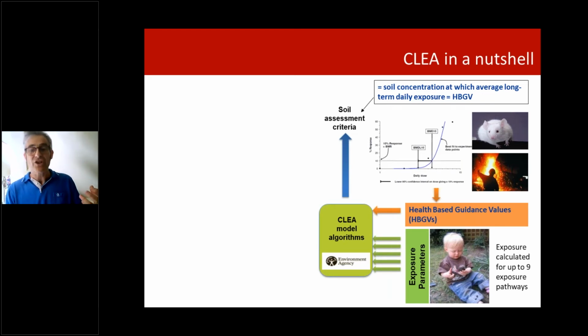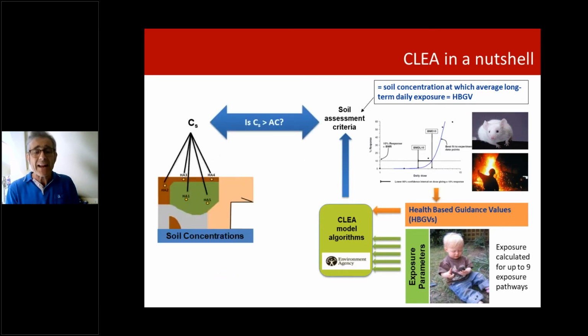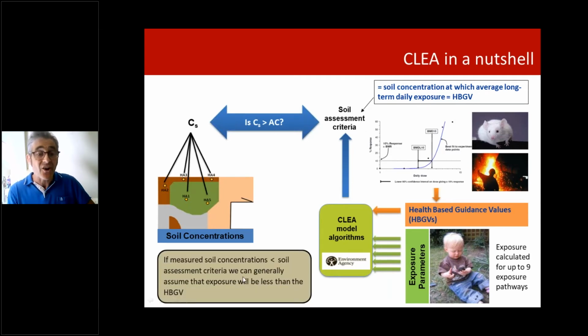Then, of course, all this stuff is done without necessarily knowing very much about the site. Then you've got the measured concentrations at your site. So what you're doing is taking those measured concentrations. You might have 10 samples with 10 different concentrations, and you're trying to say, okay, with those 10 concentrations, what is the average concentration that my receptor is going to be exposed to? So you come up with some sort of representative exposure concentration. You might use statistics, you might not, to do that. And then you're comparing that concentration with this soil assessment criteria. Generally, if your measured soil concentrations are less than the soil assessment criteria, we can assume that the exposure will be less than the health-based guidance value. That's how it works.